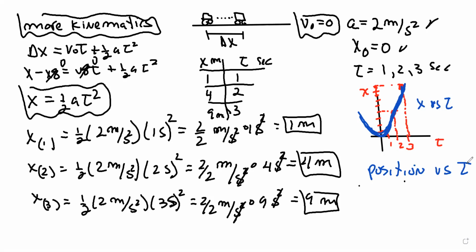And we could do another one for the velocity. So let's do the one for the velocity. Let me get rid of this. Let's clear this one. Now we have the acceleration. We said that it's 2 meters per second squared, and we are going to do this for times 1, 2, and 3 seconds.